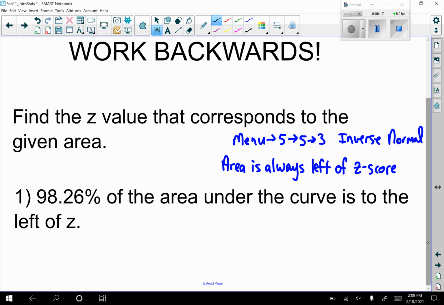All right, so as we go to menu 553, we need to type in the 98.26% as a decimal. So we're typing in 0.9826 for the area, and that's all we have to type in.